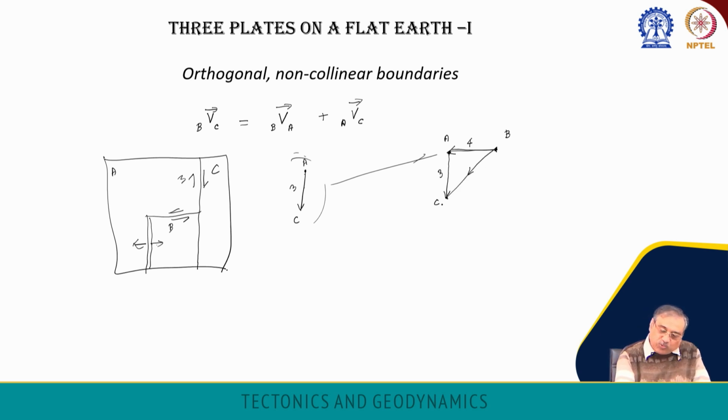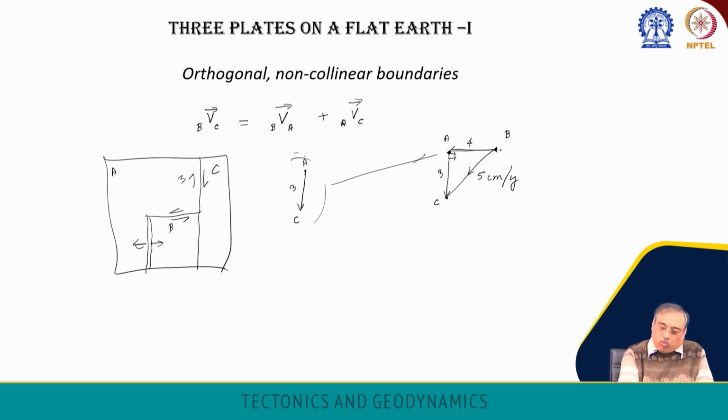It is moving southwest with respect to C, and the relative velocity would be proportional to this length. Now, this is a simple enough geometry, by applying Pythagoras theorem. So, you have 4 centimeters per year here, 3 centimeters per year here. It is not drawn to scale, so do not take it very literally. So, obviously, the length of this line must be equal to 5 centimeters per year.